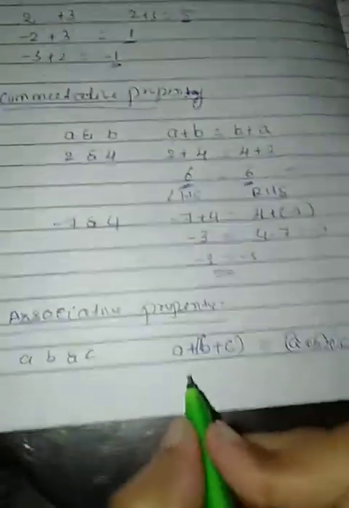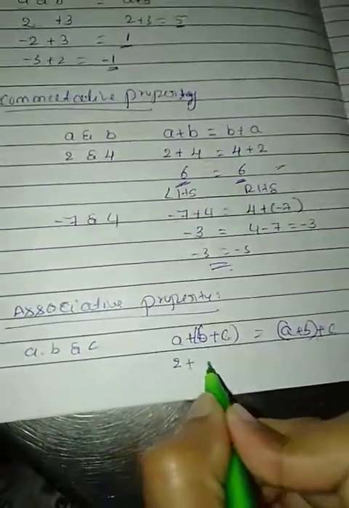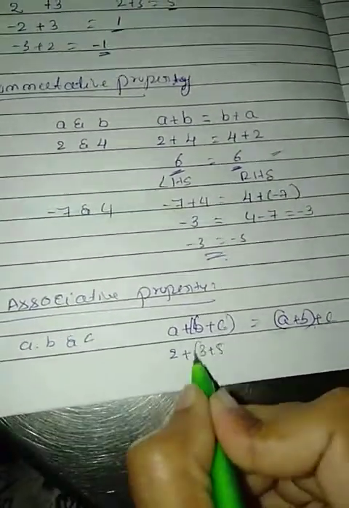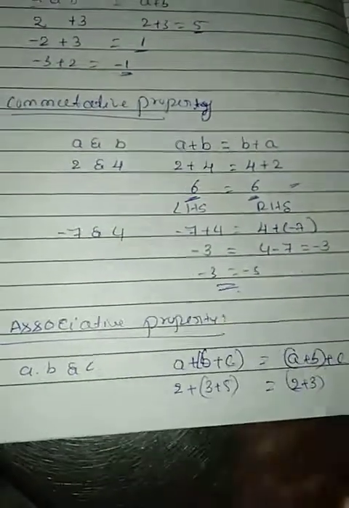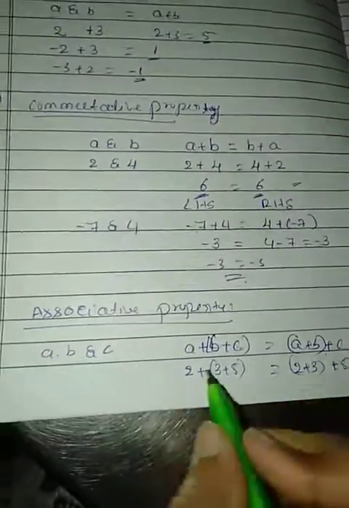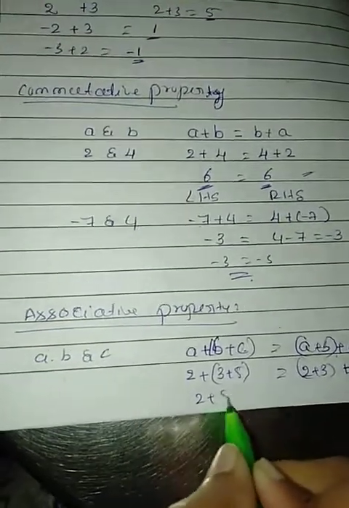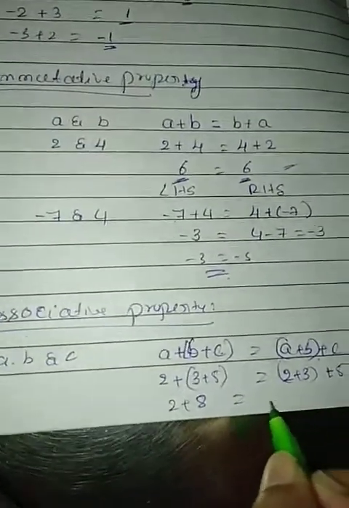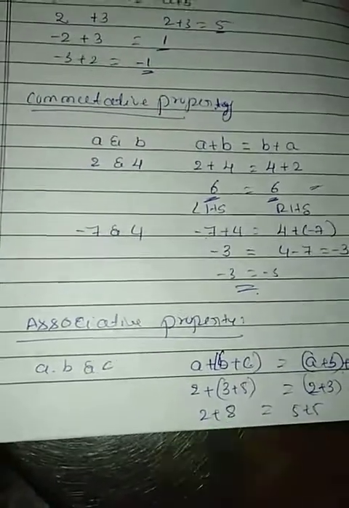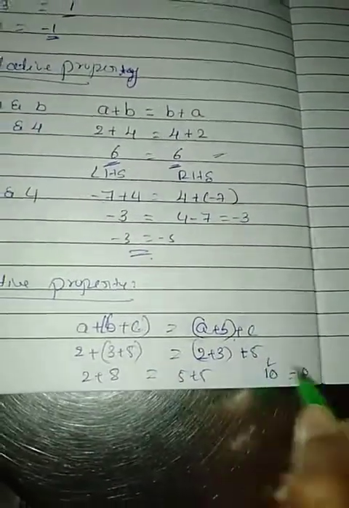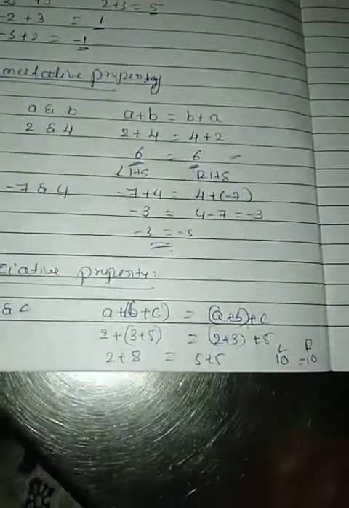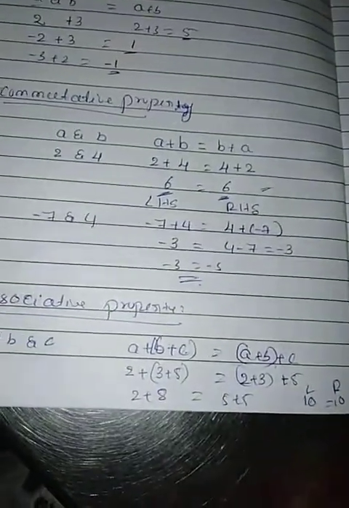For example, take 2 plus 3 plus 5. First make these two as a group: 2 plus 3 as a group, and this one is 5. So 2 plus 5 plus 3 is 8. Here 2 plus 3 is 5, plus 5. So 8 plus 2 is 10 and 5 plus 5 is 10. Here also LHS is equal to RHS, so the associative property holds good for integers.